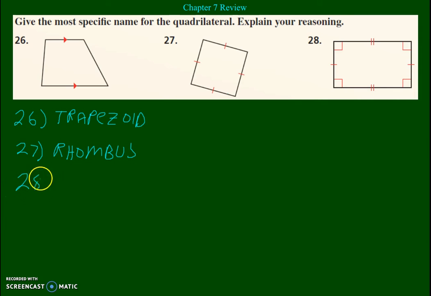And 28. Now here we have a quadrilateral with 4 congruent angles, so that makes it at least a rectangle, and it has 2 pairs of congruent sides, which again doesn't really add any other information. It still tells us this is a rectangle. So the most specific we can give for this one is a rectangle.